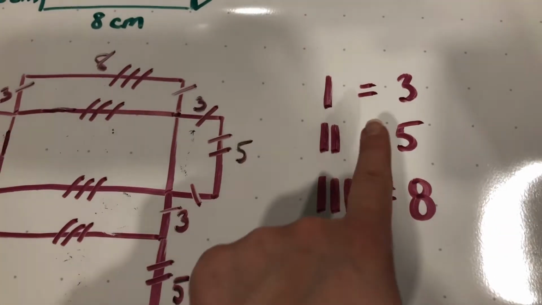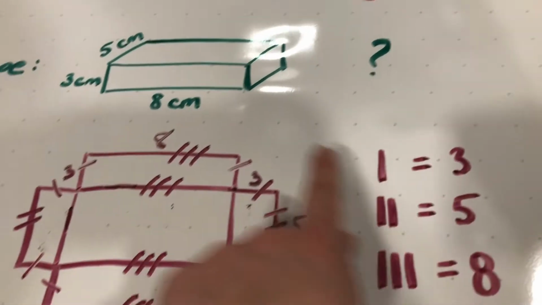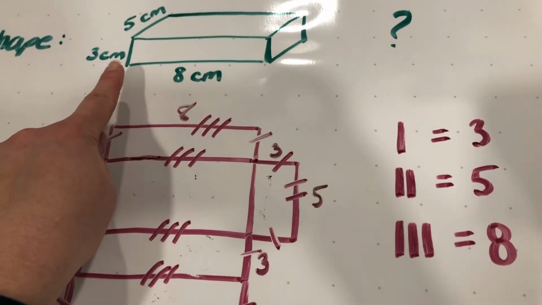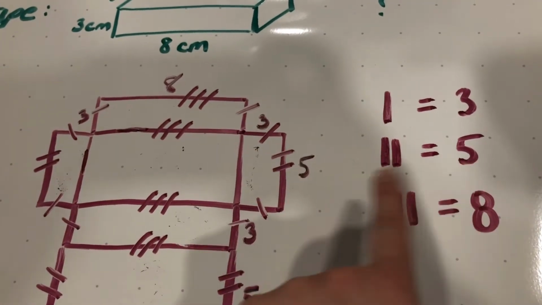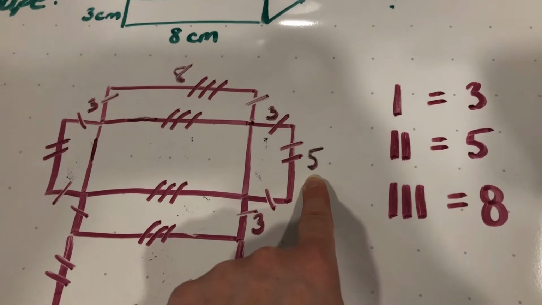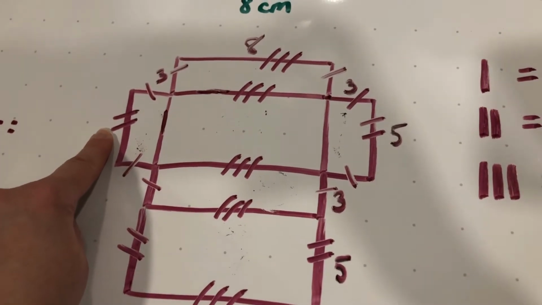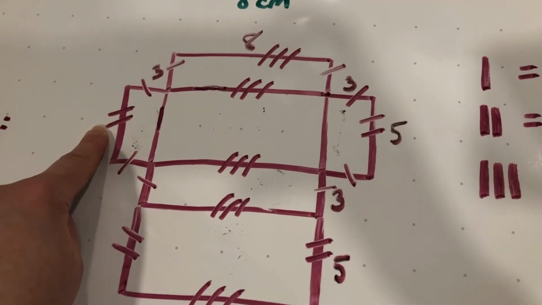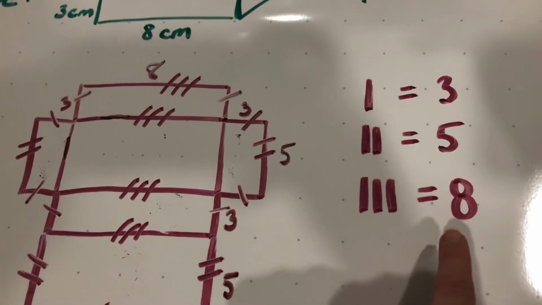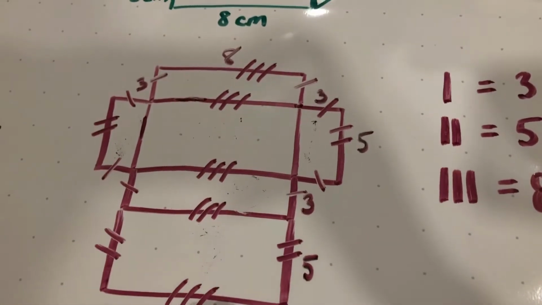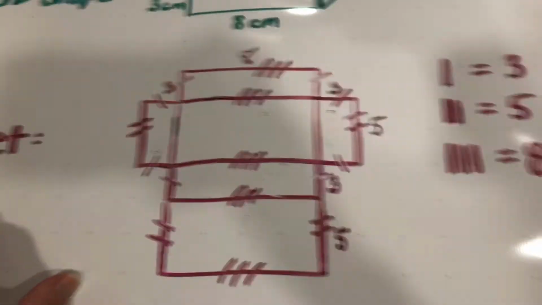One notch is equal to our shortest length. The shortest possible side on our 3D shape is 3 centimeters. So one notch. 2 notches is 5 centimeters. Notice I've put 2 notches here, but I did not write a 5 because it's supposed to indicate that this is a 5 centimeter side length. 3 notches is 8 centimeters. So all of these are 8. So I've drawn out my net.